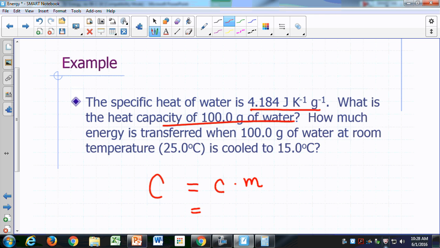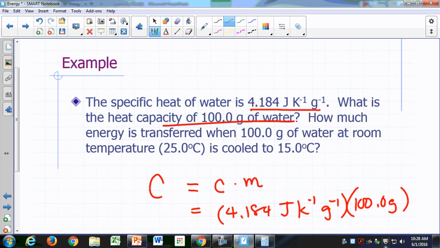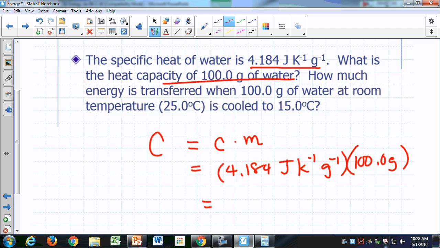So that's going to be equal to 4.184 joules per Kelvin per gram multiplied by the mass, which is 100.0 grams. And that's going to be equal to 418.4 joules per Kelvin. Reciprocal grams and grams cancel out. Okay, so the unit for heat capacity is just joule per Kelvin or joule per degree Celsius.